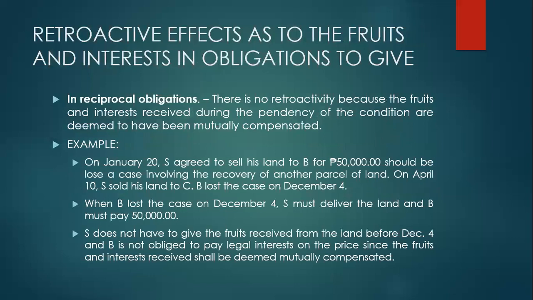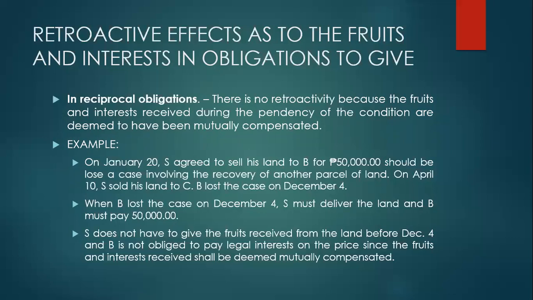Now let's go to retroactive effects as to the fruits and interest in obligations to give. By the way, you already know the meaning of obligations to give, right? Under previous provisions of the Civil Code, when you say obligations to give, it consists in the delivery of a thing, whether movable or immovable. On the other hand, if the obligation is to do or not to do, it consists in the doing of an act or not doing of an act.